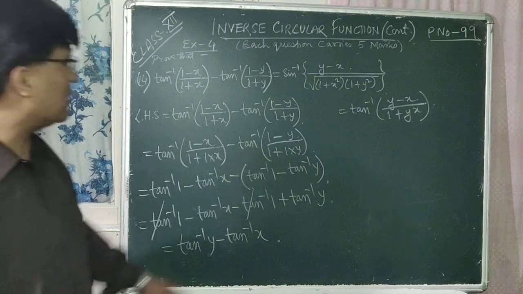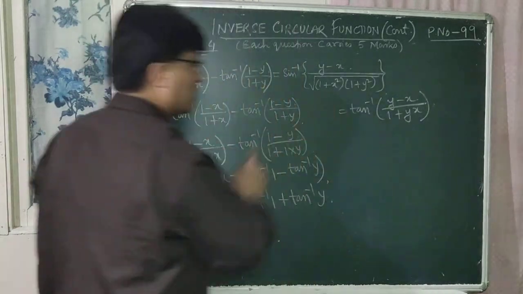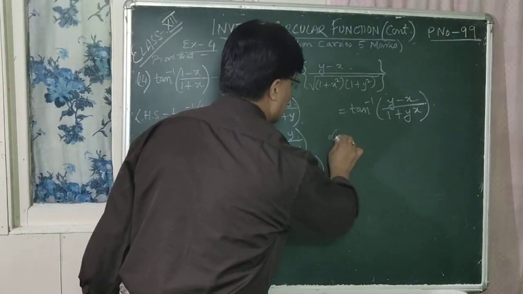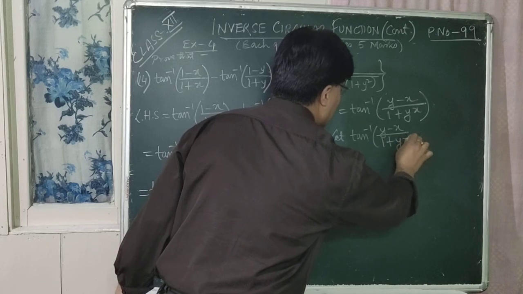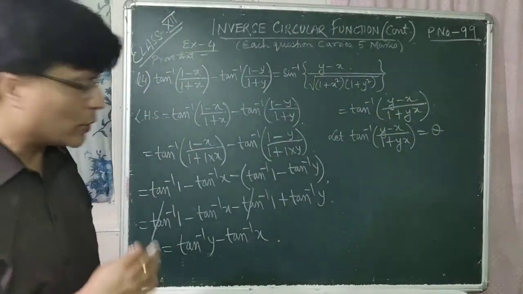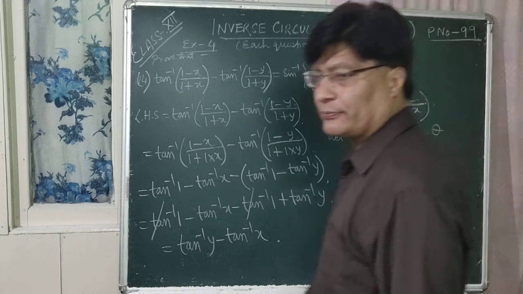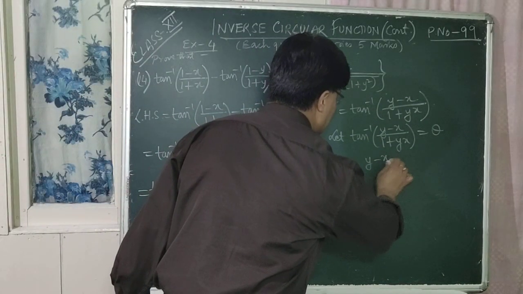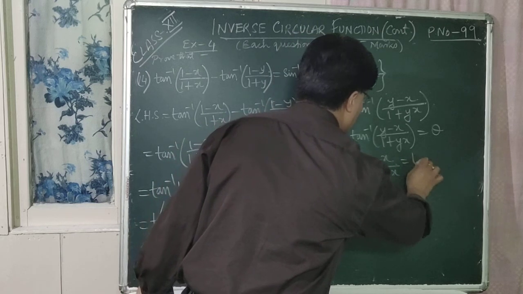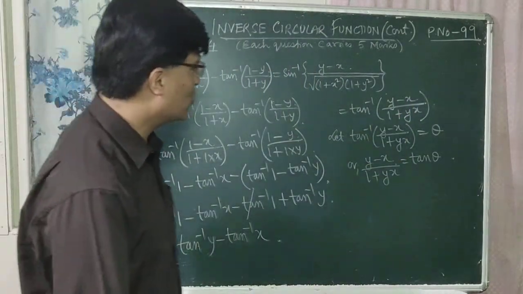So now what will you do in the next step? You have to convert this tan inverse in terms of sine inverse, right? So let us convert it into sine inverse. Let us assume tan inverse of (y minus x upon 1 plus yx) is equal to theta. So now take tan inverse to the right hand side: y minus x divided by 1 plus yx is equal to tan theta.